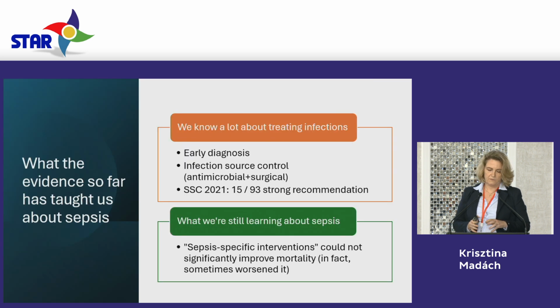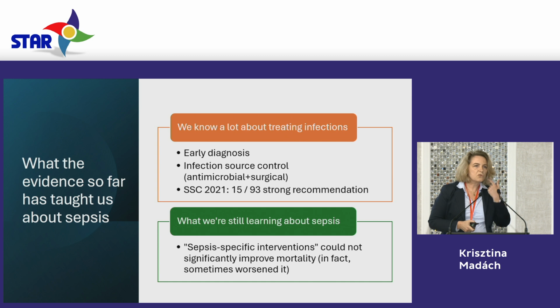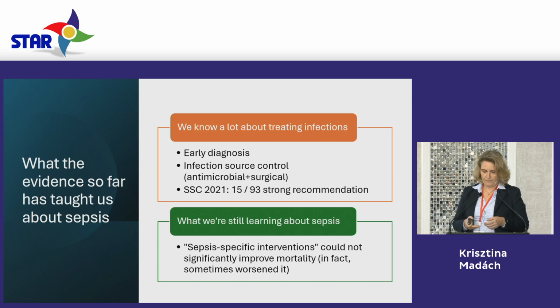So for the moment, what we do know is how to treat an infection: early diagnosis, source control, antimicrobial, and surgical. And if you check the 93 recommendations of the Surviving Sepsis Campaign, 15 of them, strong recommendations, deal with how to keep the patient alive. This is mainly supportive care, giving antibiotics and treating the infection. So in the Surviving Sepsis Campaign, we are talking about treating the infection and keeping the patient alive.